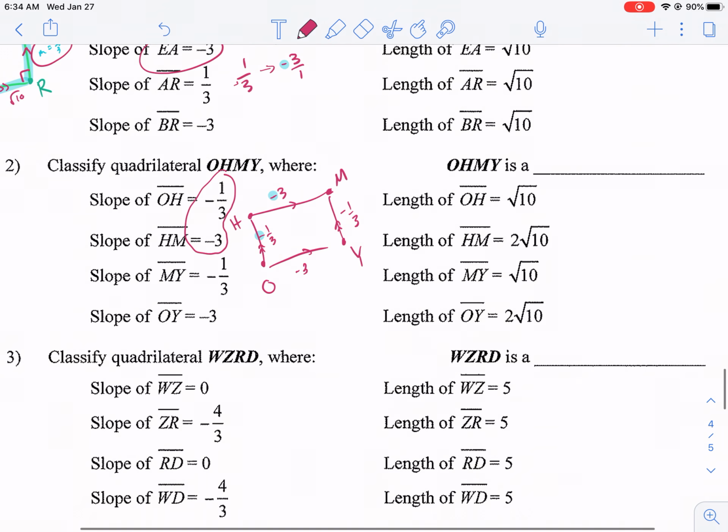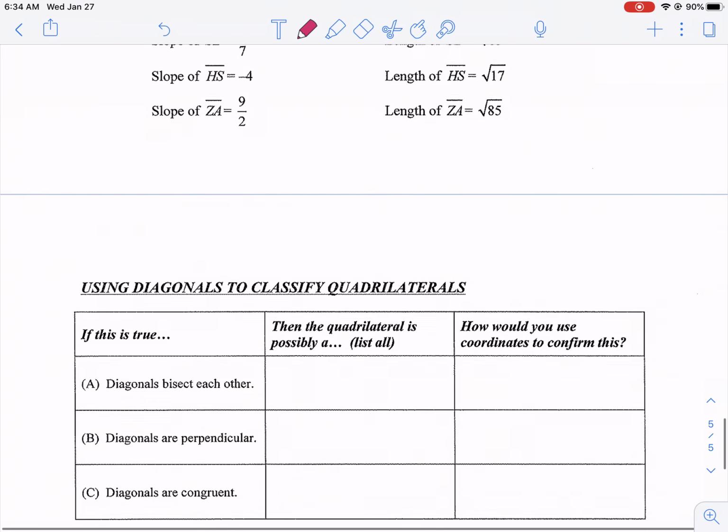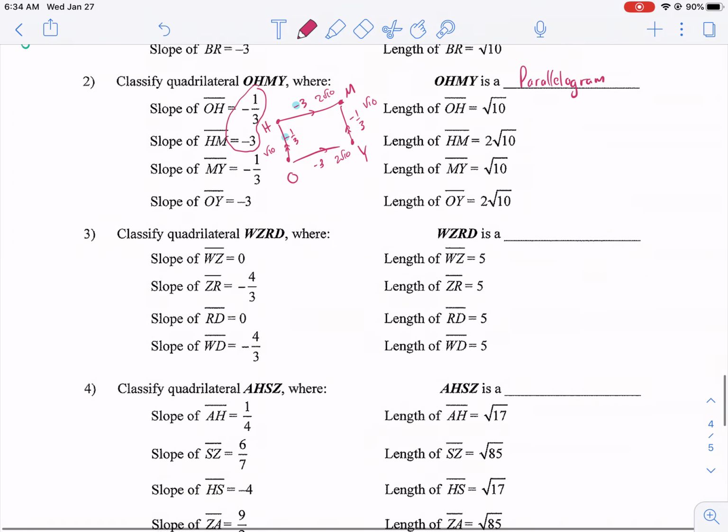Okay, so the length of OH is square root of 10. So it looks like opposite sides have the same measure, but not all sides are congruent. So it's not a rhombus, it's just a parallelogram. Okay, so that's how we know that. There's one more section I want to get to.